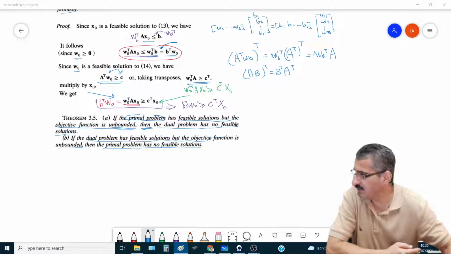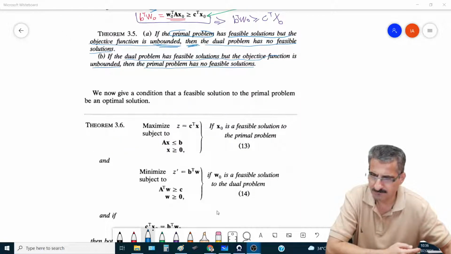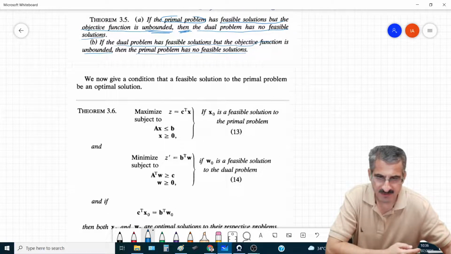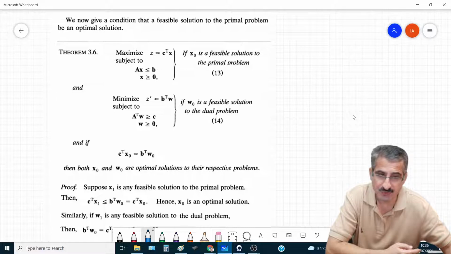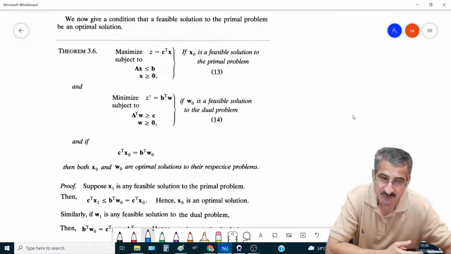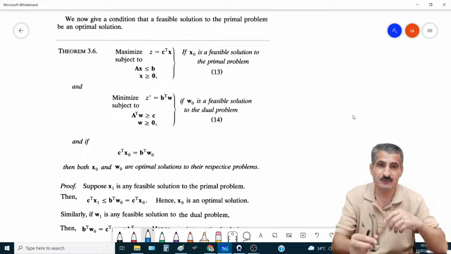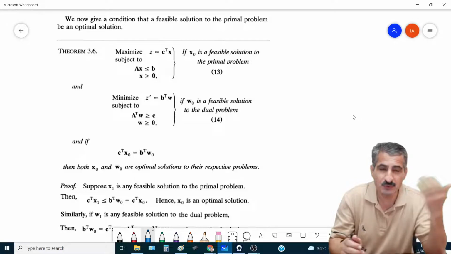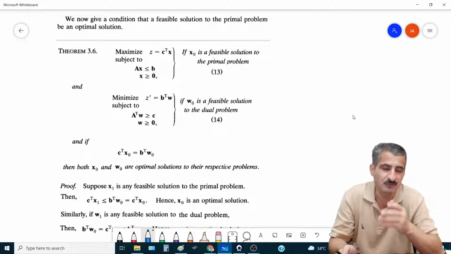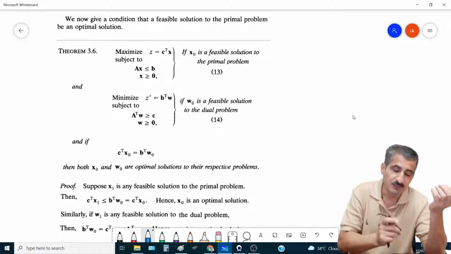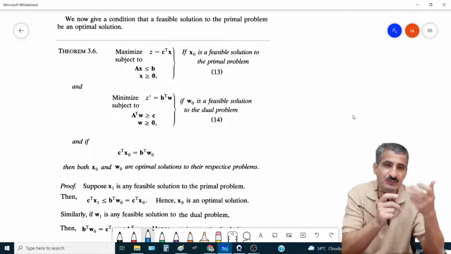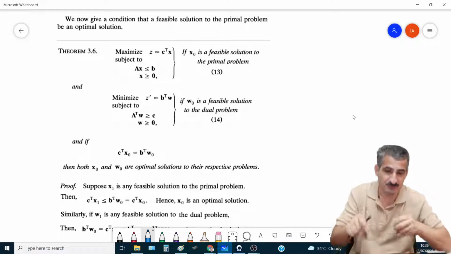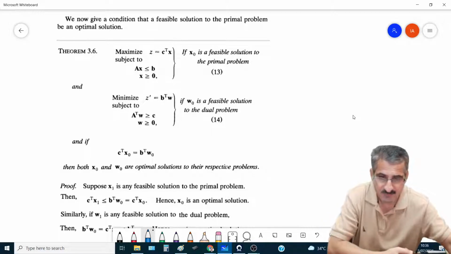Good. Now let's go to another theorem. Now we give a condition for a feasible solution to the primal problem to be an optimal solution. When we learned about the dual problem, we were wondering why we are taking the dual of a linear programming problem. The answer is that using the dual, we can get information about the original problem, and this theorem tells us one of these things.